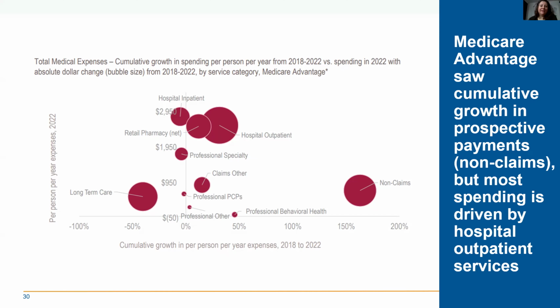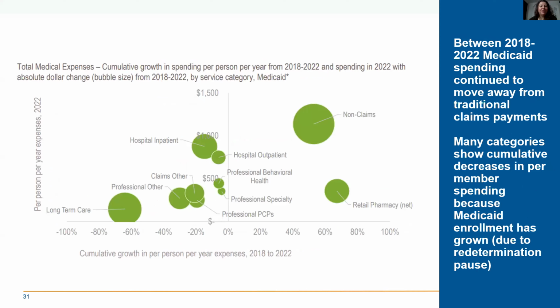Okay, and then the last market, Medicaid. Between 18 and 22, Medicaid spending continued to move away from traditional claims payments. We see a really big increase in non-claims payments for Medicaid. And then many of these service categories are to the left of the line, where we're seeing a cumulative decrease in per member spending, again, because Medicaid enrollment has continued to grow. So we've increased the denominator on spending, which has flattened or led to negative growth on a per person per year basis.